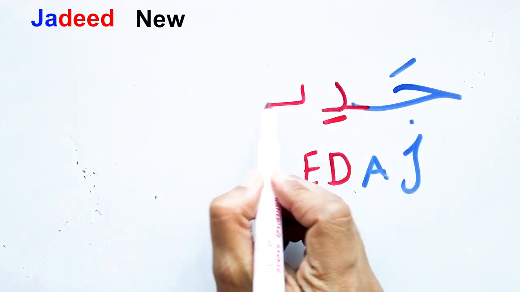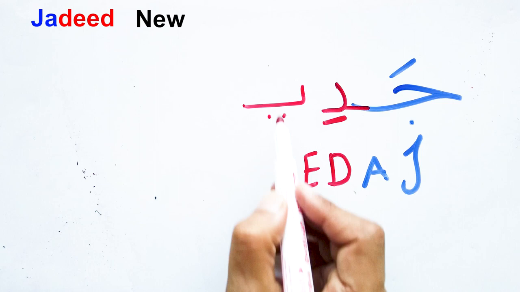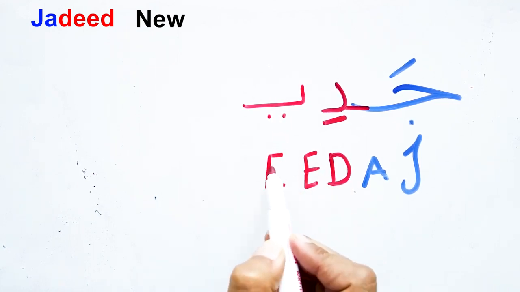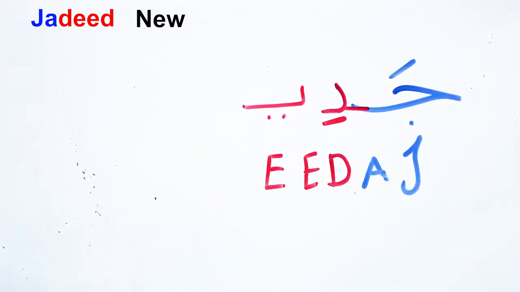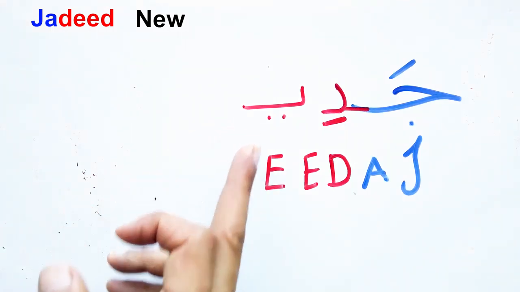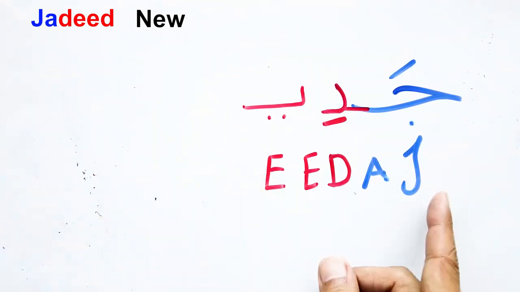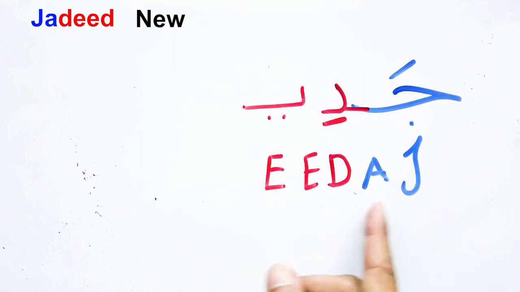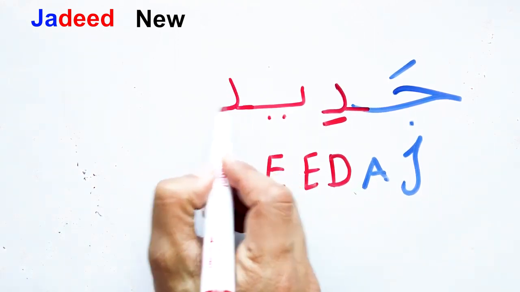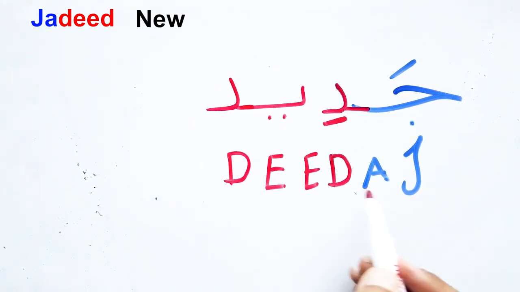We have a long vowel. This one here will sound like E. It's the same letter that we wrote in the previous words, and it sounded like I, like Y. When it is a long vowel, I would add another E. J, D, Jadid. The sound of D in the end.